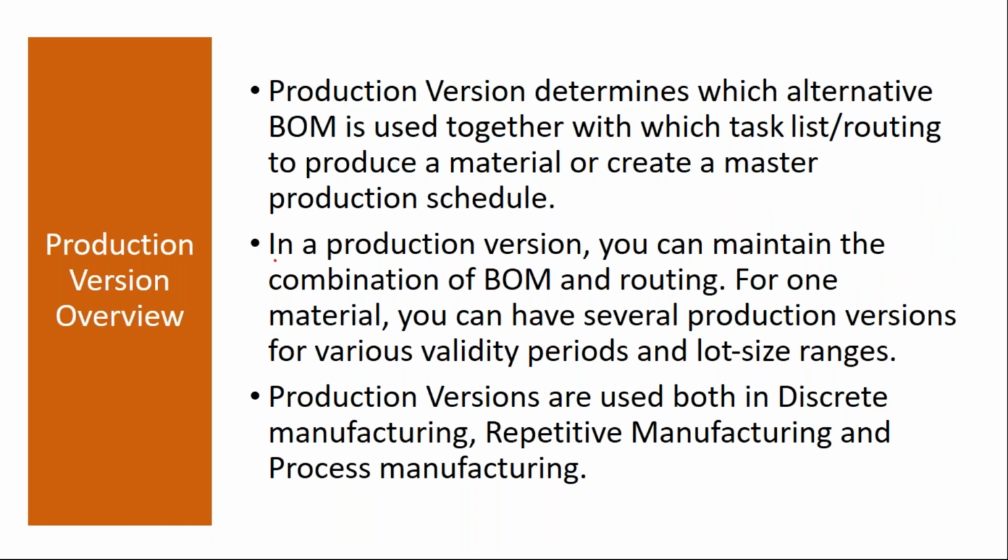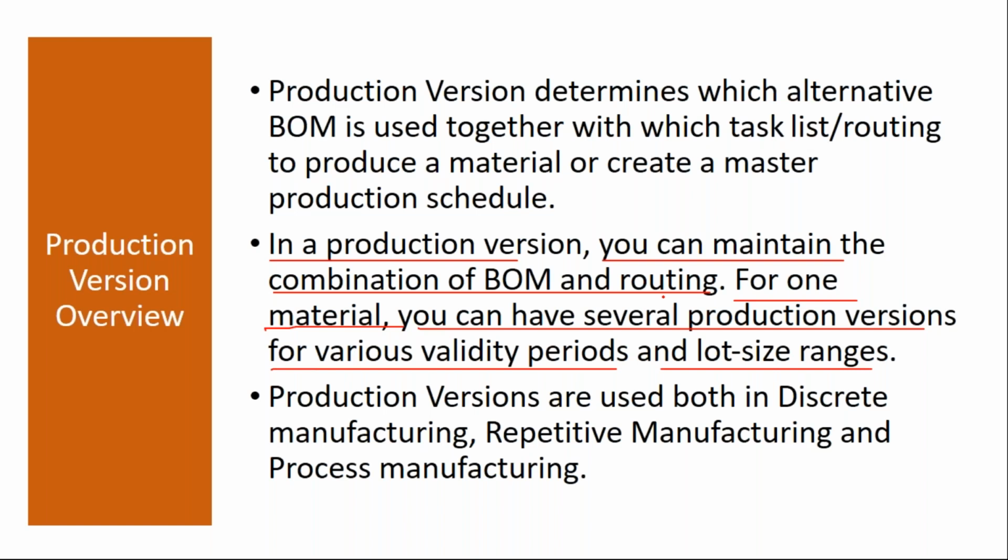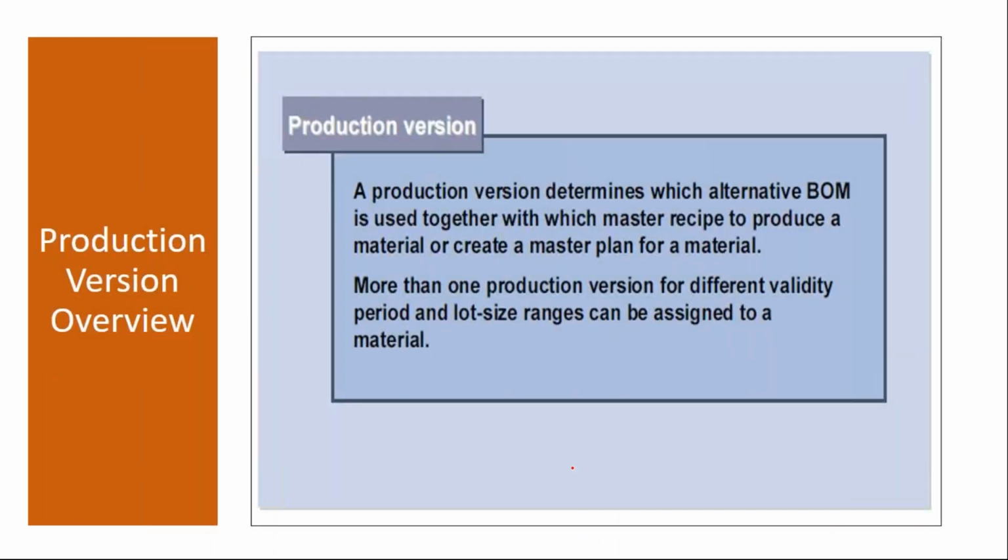In a production version, you can maintain the combination of BOM and routing. That's what I just explained. For one material, you can have several production versions for various validity periods and lot size ranges. This I will show in the system. These production versions are used in discrete manufacturing, repetitive manufacturing, and process manufacturing. We will discuss all these manufacturing types later on when we go to manufacturing execution.